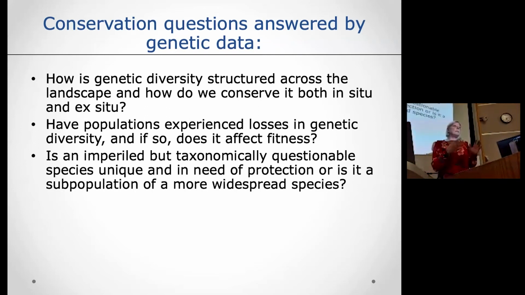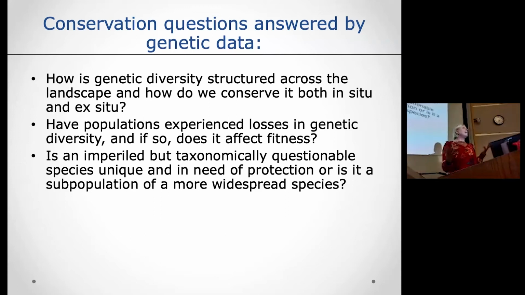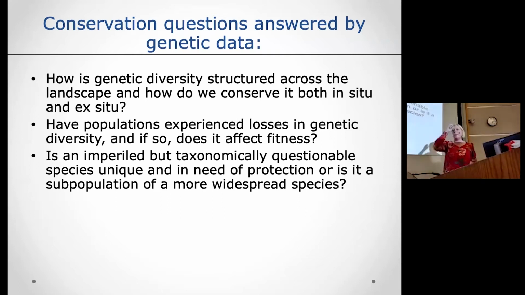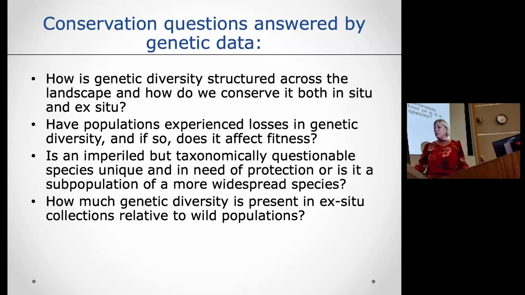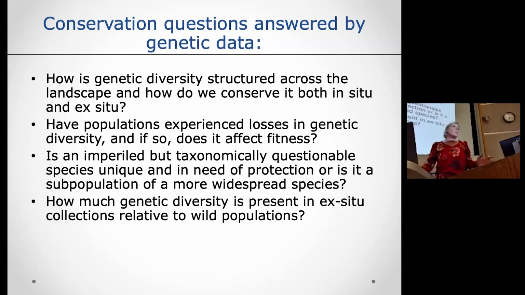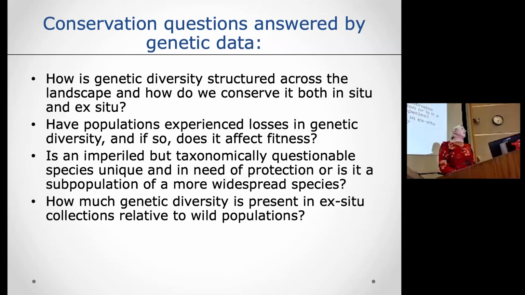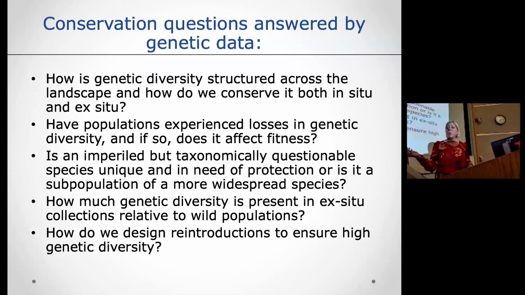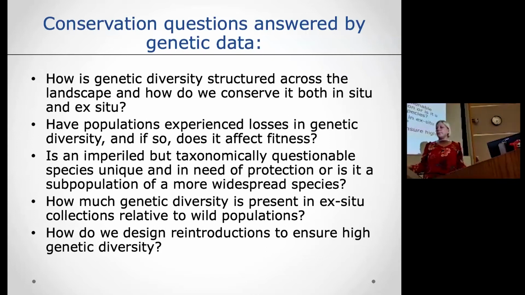We answer questions like, is something a valid species and worthy of protection, or is it maybe a subpopulation of a more widespread species, so we don't need to conserve it? And then also questions relating to ex situ conservation, so conservation in seed banks or living collections. So for example, how much genetic diversity is present in an ex situ collection relative to wild populations? Or for example, we can use it to design reintroductions to make sure they have high genetic diversity. So we'll specifically select germplasm to make sure it has a good combination and you can avoid inbreeding.